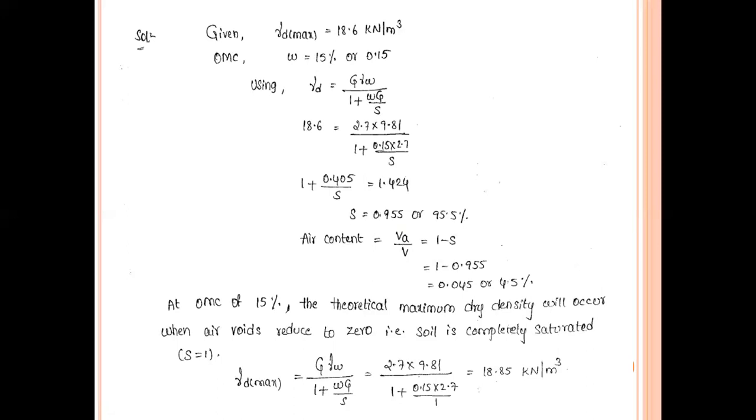Next one, we find out the air content. VA by V, volume of air divided by total volume, equals 1 minus S. Here S is the saturation value, 0.955. Then 1 minus 0.955. Finally the air content is 0.045, or 4.5 percent.